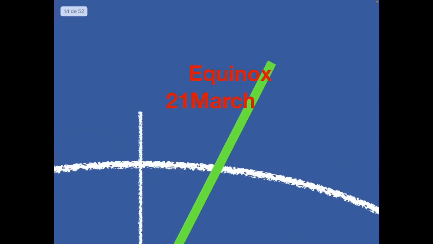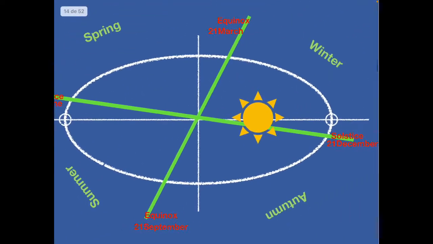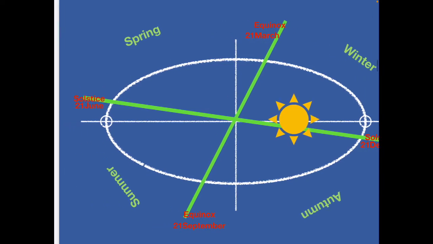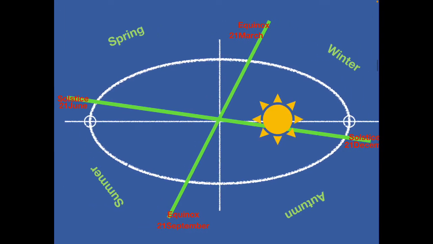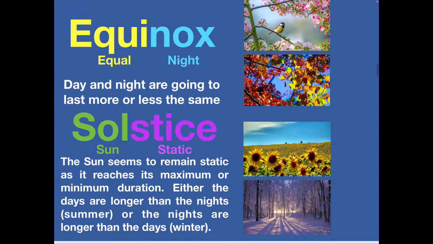If you see this line, we're going to have equinoxes along this line. These two opposite sides of the line are going to be equinoxes. And this other line, in the two opposite sides, we're going to have solstices. So it is really easy to know which is a solstice and which is an equinox if we just pay attention to the name. Again, remember, equi means equal and nox means night, right?